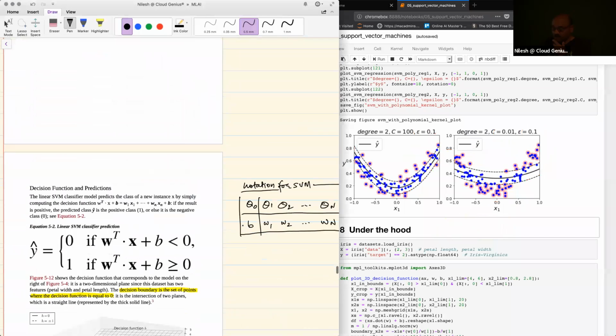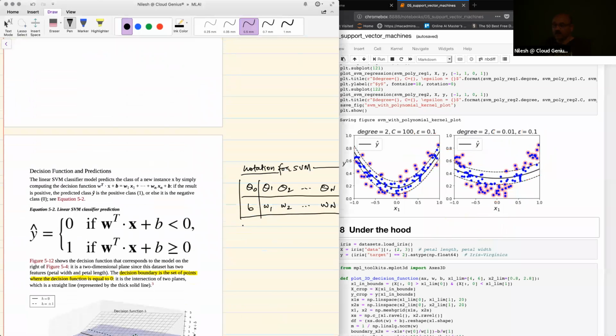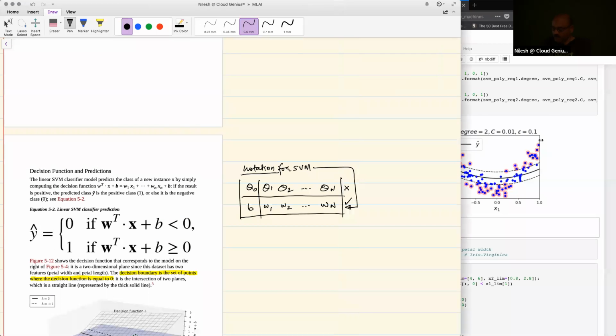So under the hood, there is some discussion I think we need to have, which is how does this thing work? And so let me see if I can pull up my notes on that.